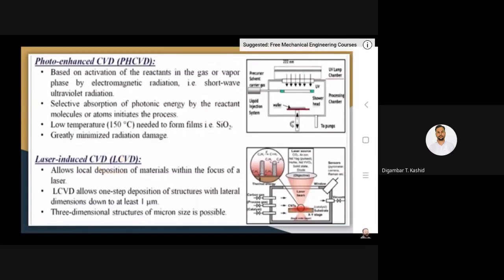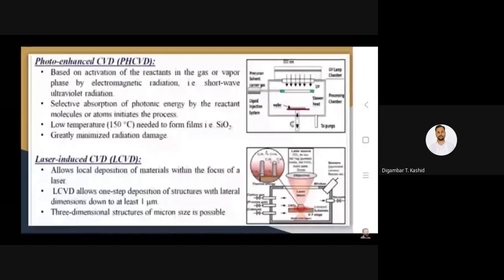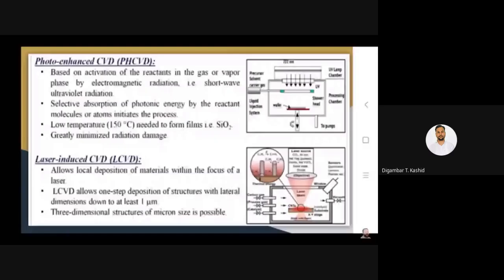Okay, let us discuss the next one, that is laser induced CVD. It allows, with the focus of the laser, in a first step deposition of structures with a lateral dimension down to at least 1 micrometer. Three-dimensional substrates are also possible, as I have shown in the figure. You can understand that we have given an example of CNT, carbon nanotube.